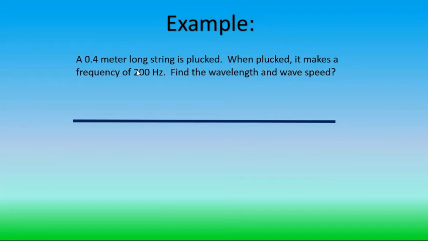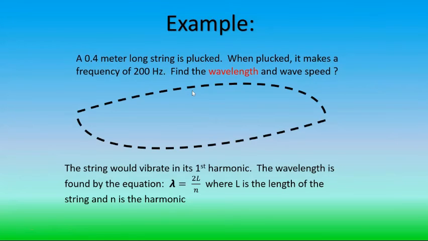Now, let's talk a little about instruments, specifically stringed instruments. So let's say that there is a guitar string here, and it's a 0.4 meter long string. If you pluck it, and we're told that if you pluck it, it makes a frequency of 200 hertz. What's the wavelength and wave speed? Well, if you pluck it, remember it's going to vibrate most dominantly in its first harmonic. Okay, and so the first harmonic is just when there's one big bump that alternates between a crest and a trough. And so it's going to look kind of like this, where sometimes it's up here, sometimes it's down here.